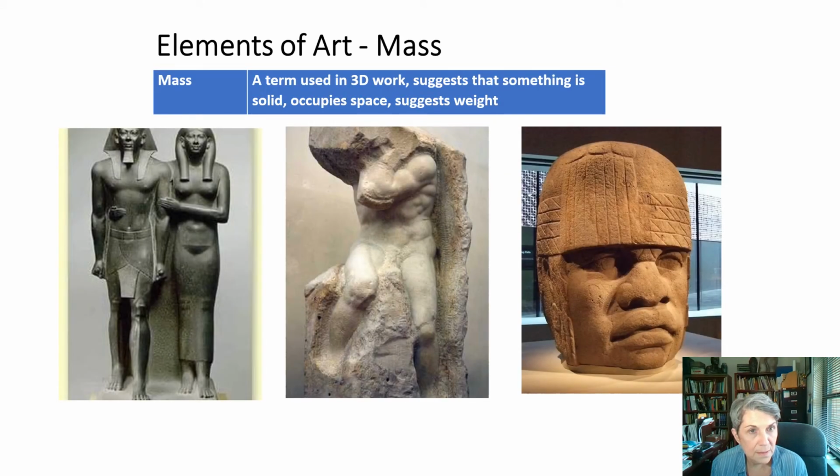So here's mass. Mass is an element, but it's a 3D term. And these are beautiful examples of mass. What is mass? Occupies space, and it suggests that something is solid or suggests weight. So here you have beautiful Egyptian statues. That's mass. This is Michelangelo, the figure coming out of that stone. And this very large head is an Olmec civilization. So those are all examples of mass.